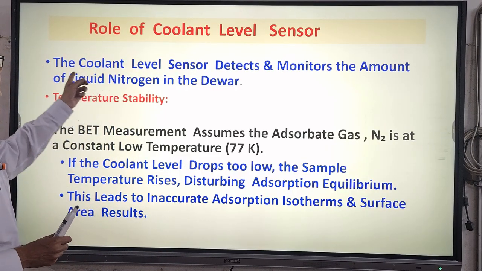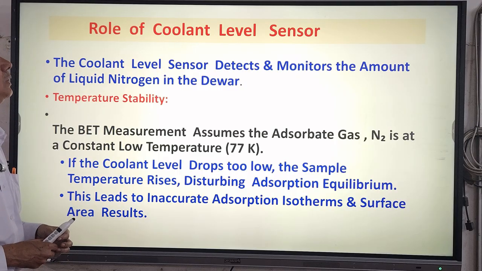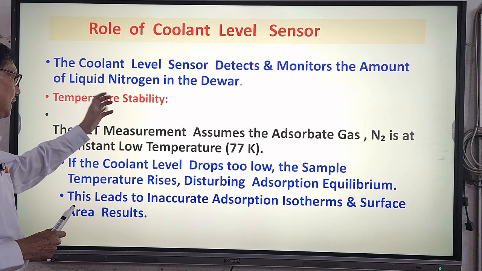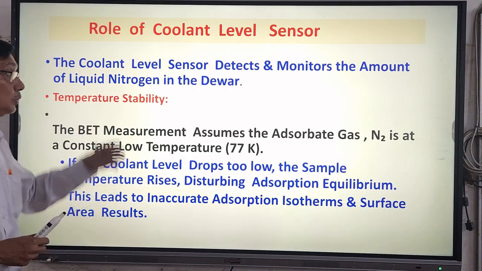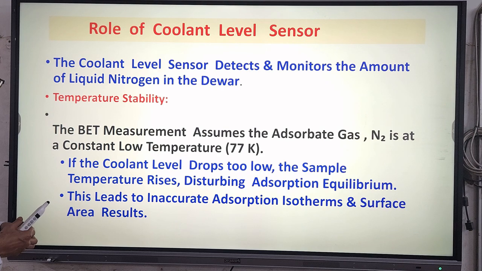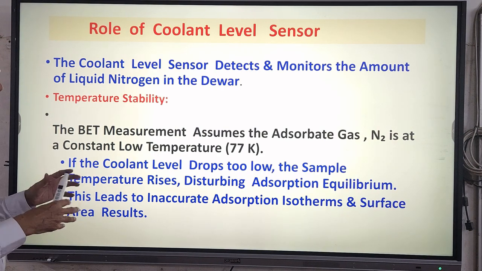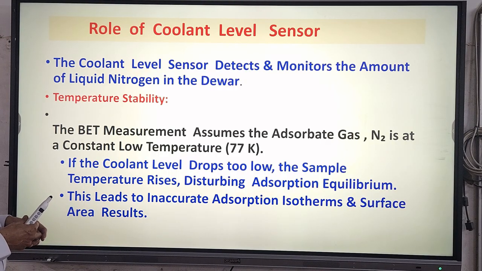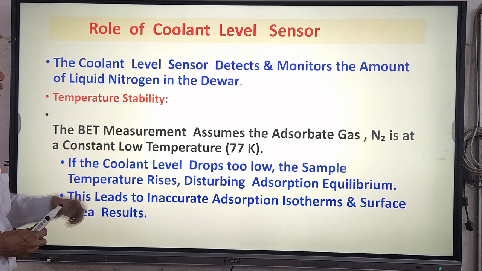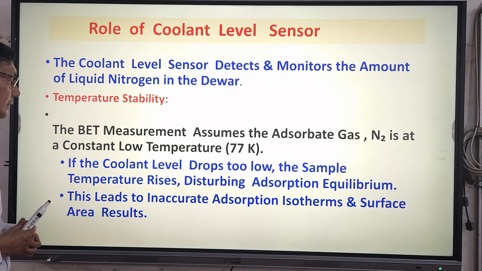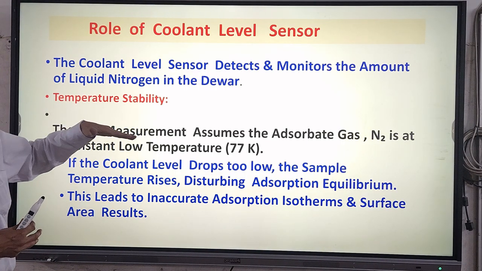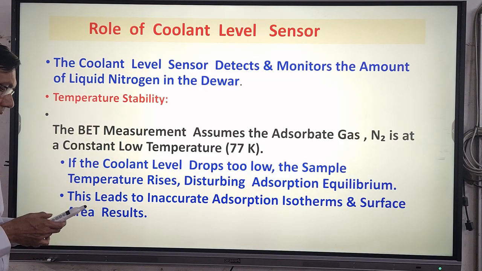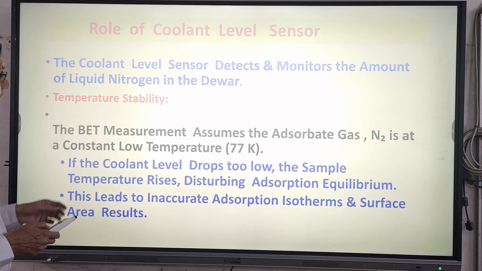Because that sensor detects and monitors the amount of liquid nitrogen in the dewar flask, and it is of course related to the temperature stability. If we don't use this coolant level sensor, there may be some problems, such as inaccurate calculations and results. Because the BET measurement assumes the adsorbed gas, nitrogen, is at a constant low temperature with no variation, and so the adsorption isotherm can be studied without any problem.